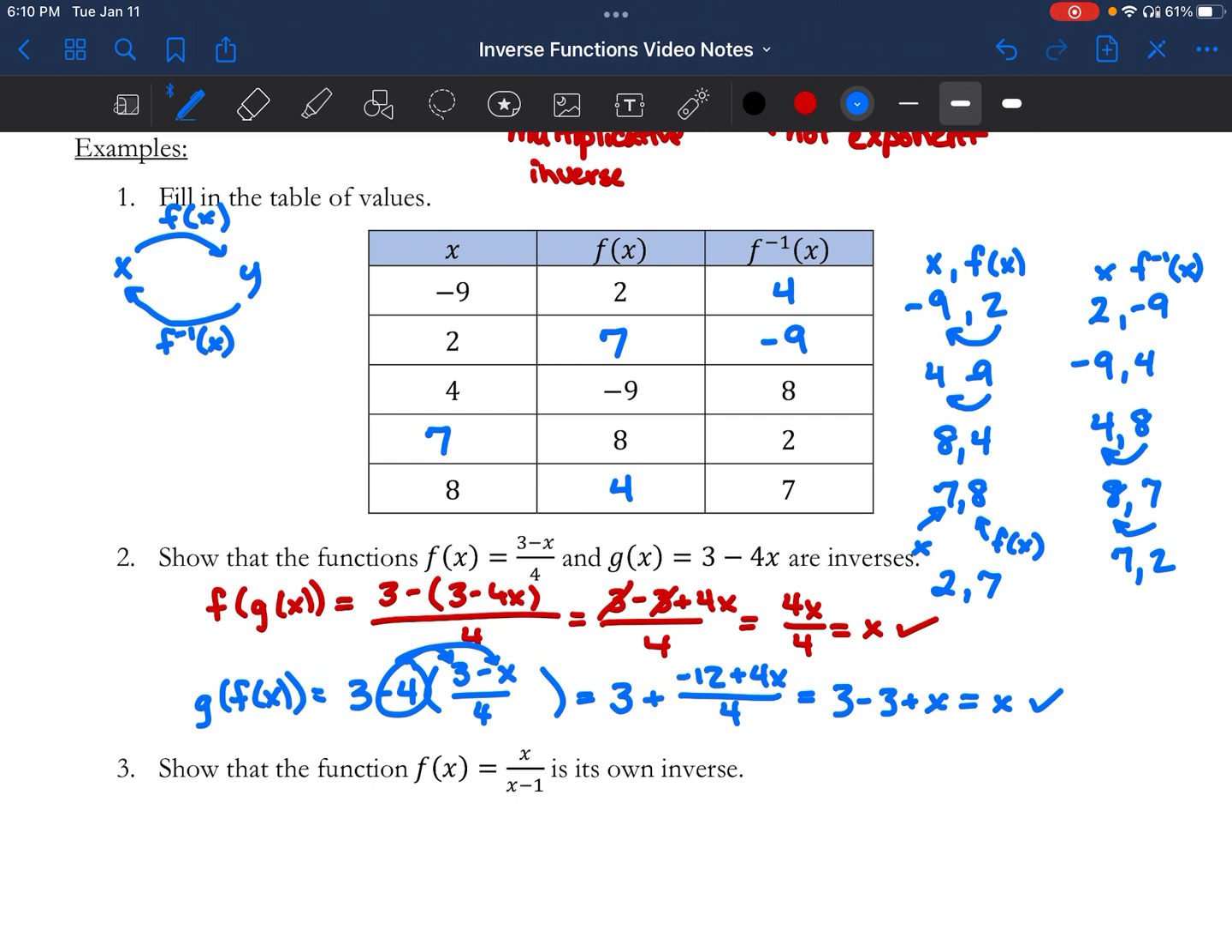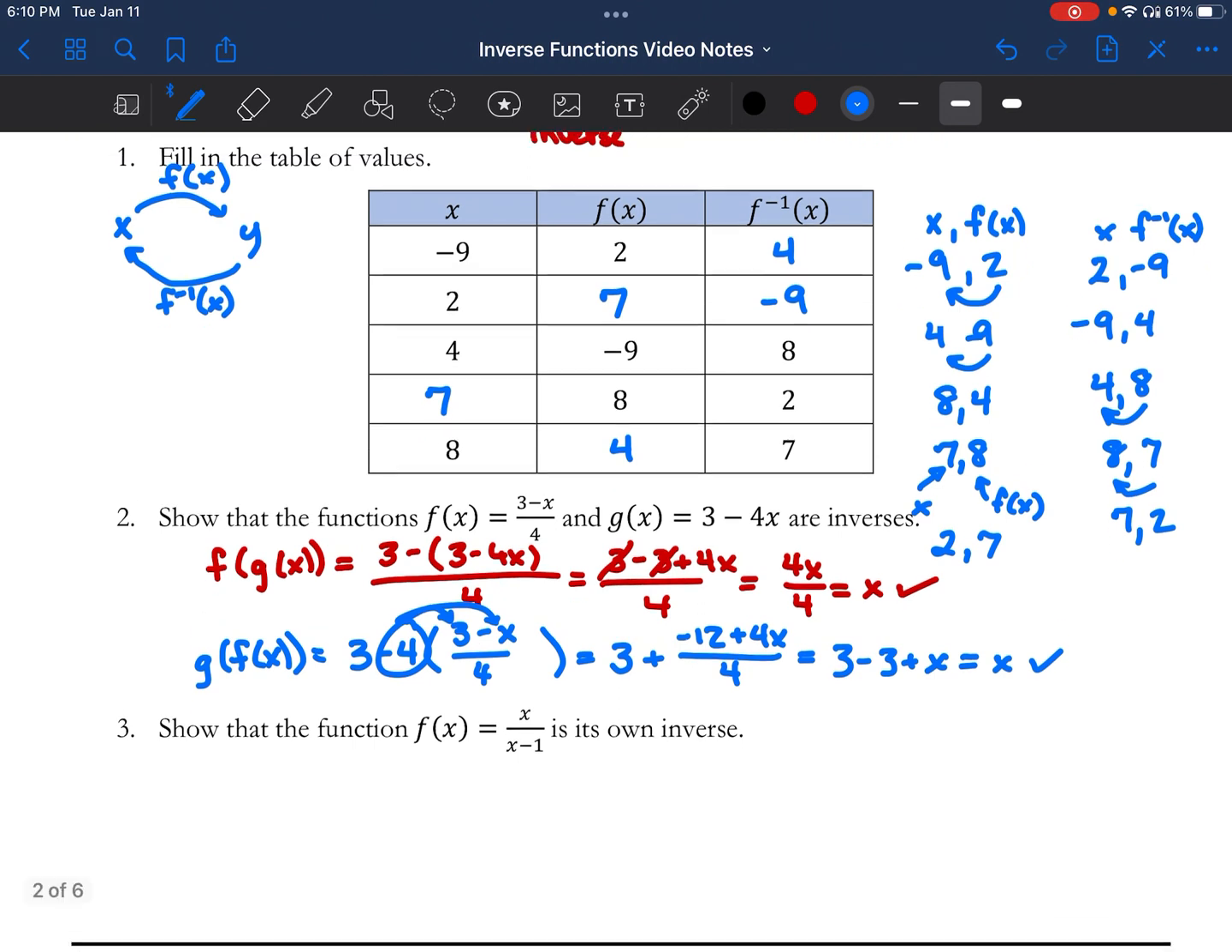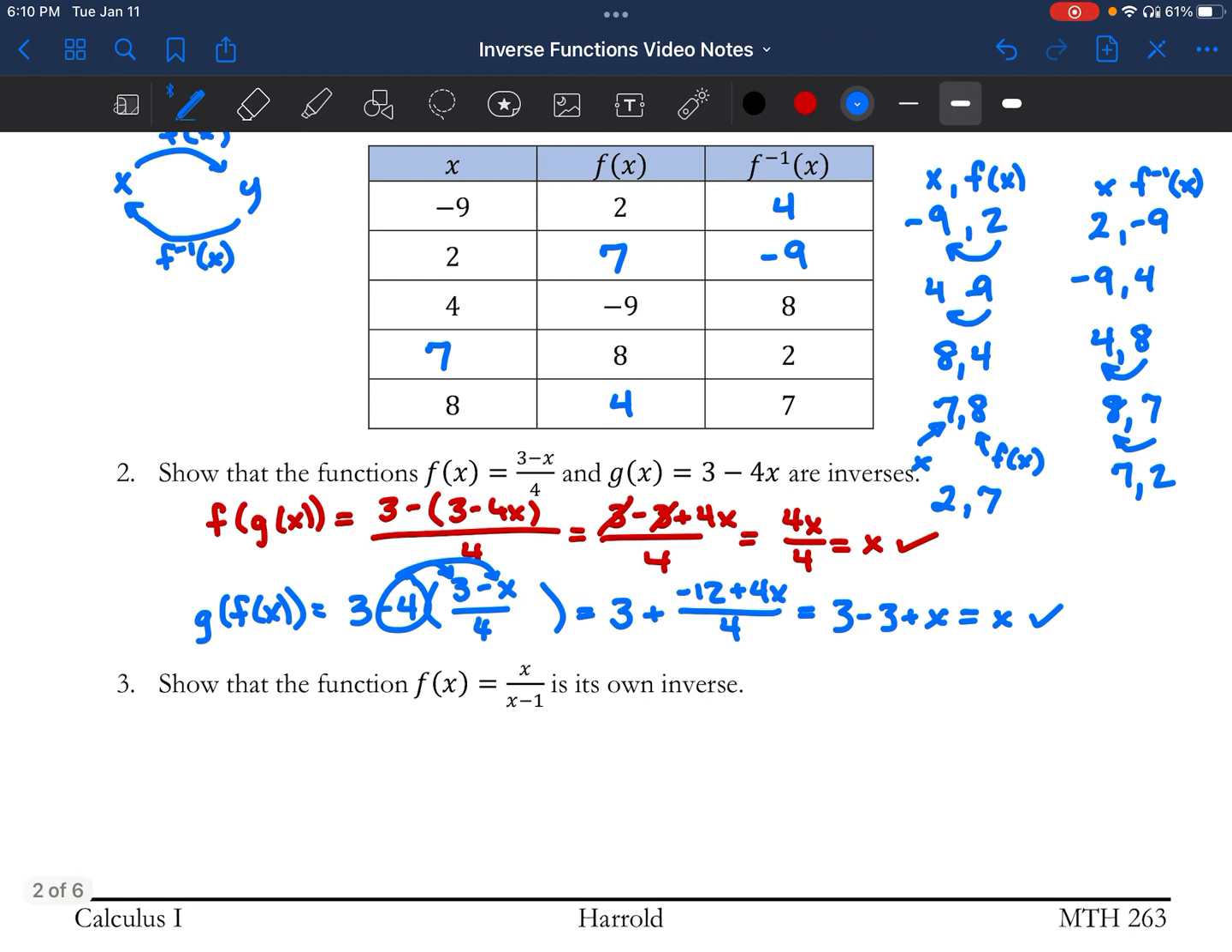Last one, number 3, show that the function f of x equals x over x minus 1 is its own inverse. Now, there are a few functions that do that where it is its own inverse. They are opposites of each other. So it's just important to keep in mind that that does happen sometimes.